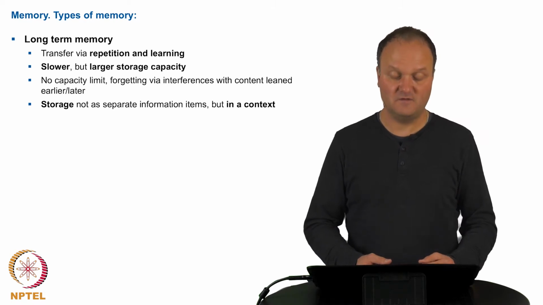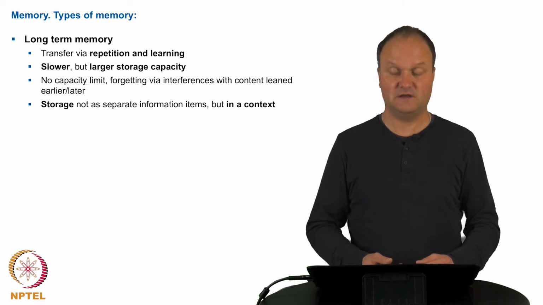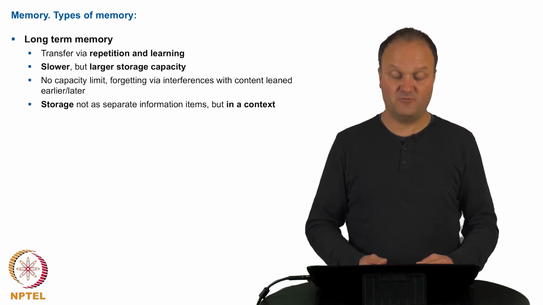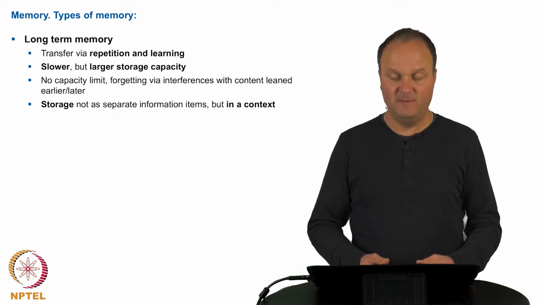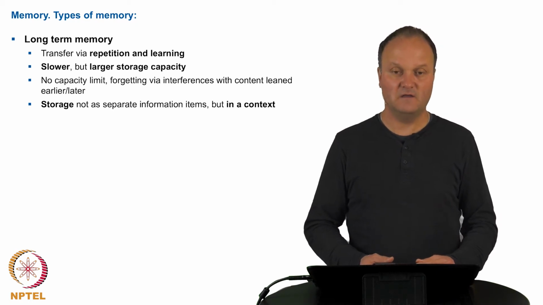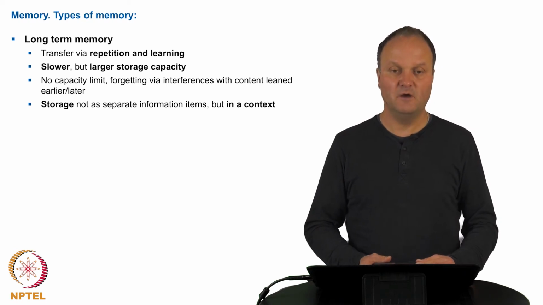And these forgetting processes work via interferences with content learned earlier or later in your lifetime history. In this long-term memory, information is not stored as separate information items, but in a context. For example, you might remember situations which were important to you, and then by remembering a situation, you might remember people who have been present in this situation. You might remember the time, the place where it happened, and so on. You might remember more details starting from the context. That is, a popular organization of information in this long-term memory is via a context or via a situation.